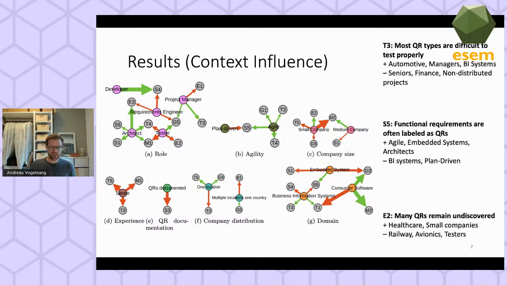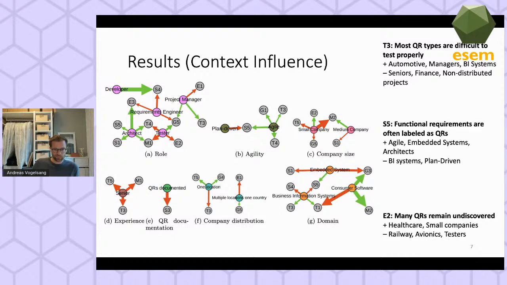Some interesting cases here: for example, the statement T3, most QR types are difficult to test properly. This is something that especially people from automotive, managers, and people who develop business information systems agreed with. On the other hand, more senior people and people from finance and non-distributed projects had less agreement with that claim, for example. Which is interesting because that now paves the way for additional research.